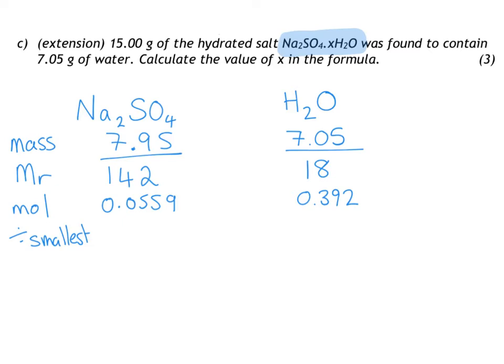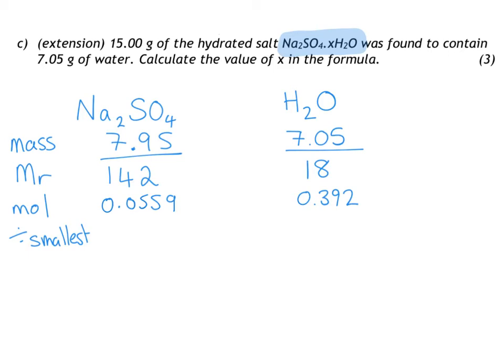If we have a look at that formula at the top, there should be 1 mole of the salt, Na2SO4, and X moles of water. So how your calculation should be working is that the salt should always be the smallest number, because there's always more moles of water than there are of the salt. So if that's not the case, you've done something wrong. And then when you divide by the smallest number, we should be getting a relatively whole number.